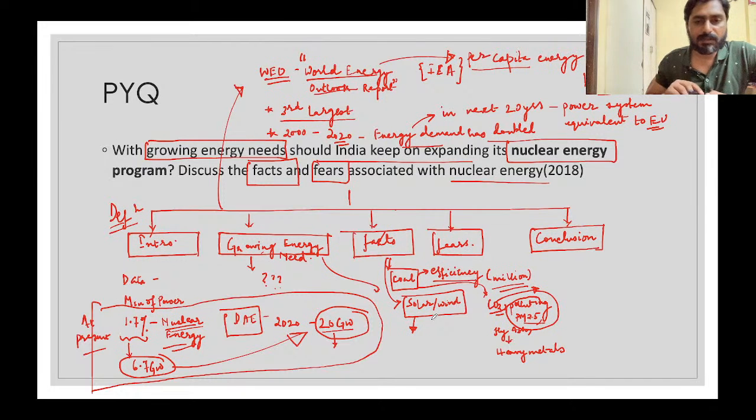In solar, the problem is that it is erratic in nature. It means that it depends on the day, it depends on the time of the day, and it depends on the region of the earth also. It depends on climate, it depends on weather. So it is depending on so many parameters.